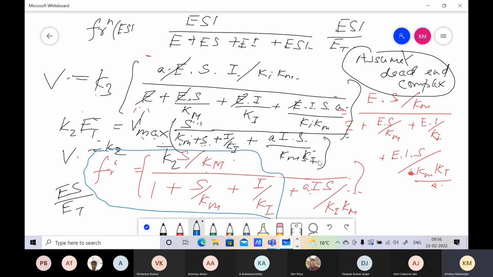Now I have made this a general model. This is a general model. As a matter of fact, this is not the complete general model. This plus this is the general model. But yes, if we assume a dead-end complex, then we can ignore this. Then this is the general model.